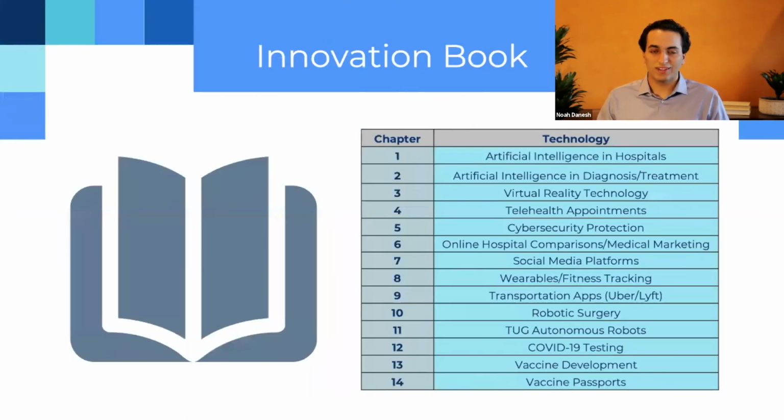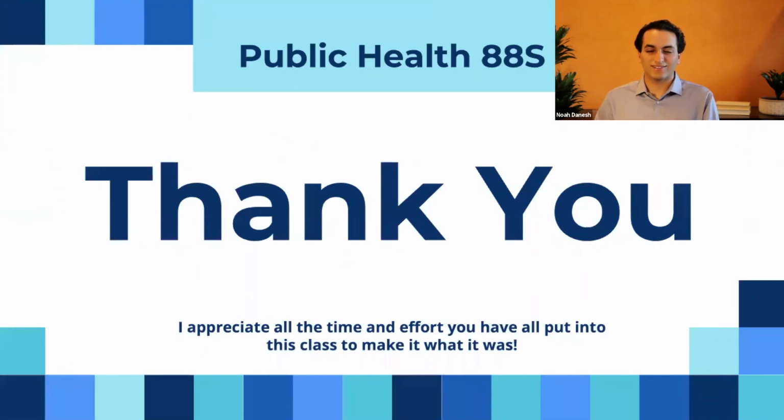And finally, the innovation book. So as you all know, everyone is writing one chapter for this book, the innovation book, ranging in a wide variety of topics that we covered in class and that are extrapolated from our class, ranging from telehealth, virtual reality, robotic surgery, autonomous robots, vaccine development, social media, just a wide range of topics. So this book will be put together and we'll have a nice digital ebook that summarizes the technological approaches to solving issues in medically underserved communities, as well as the pros and cons to each of those and where they fit in the ecological model.